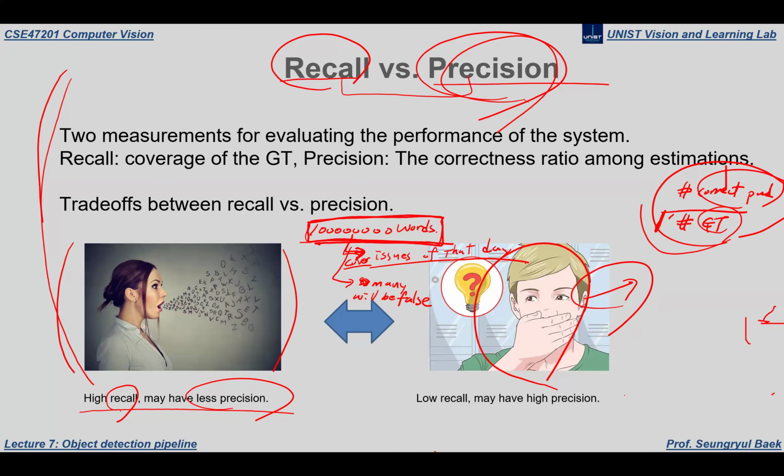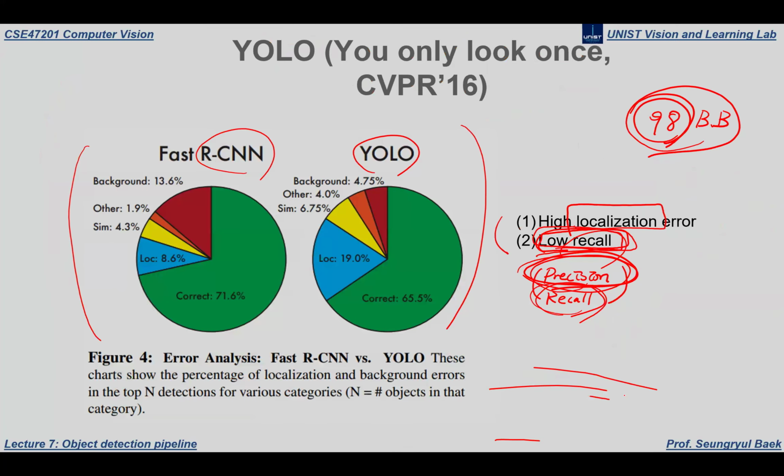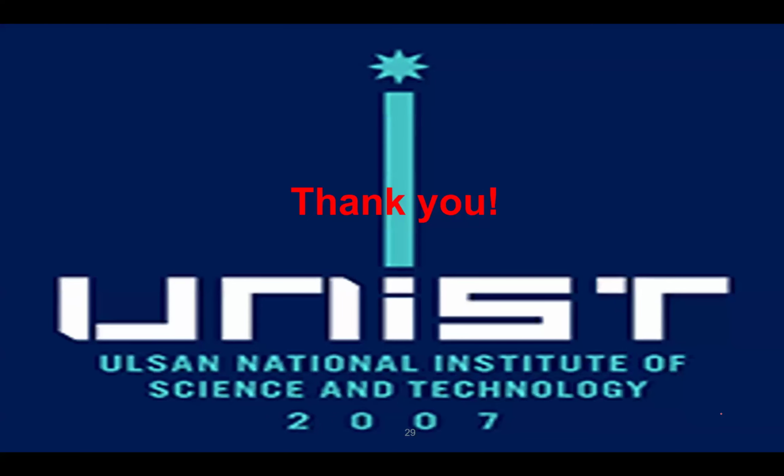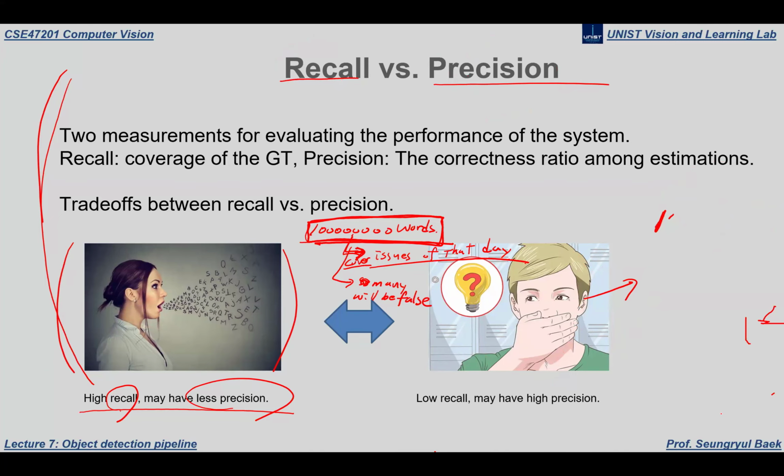So maybe in the next lectures, we will see how recent versions of YOLO are improved and how they solve this recall problem. Okay, so let's finish here and see you this Wednesday. Thank you.